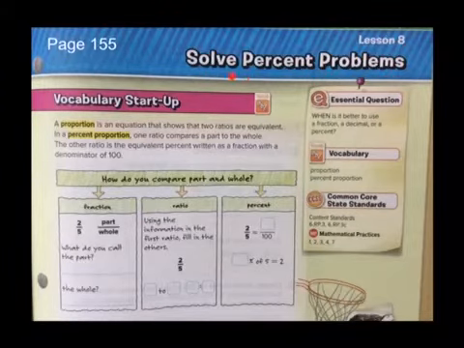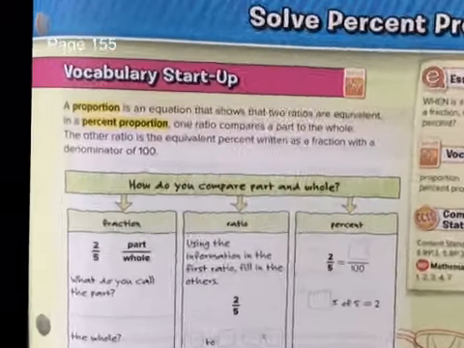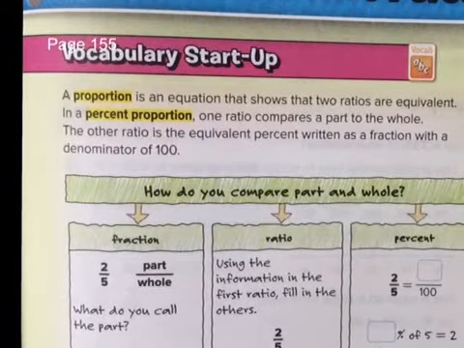So when we talk about solve percent problems, we're really talking about a proportion. As you can see right here, proportion. What do we mean by that? Or percent proportion? Let's read it. A proportion is an equation that shows that two ratios are equivalent. If things are proportionate, it means they are equal or they move at the same rate.